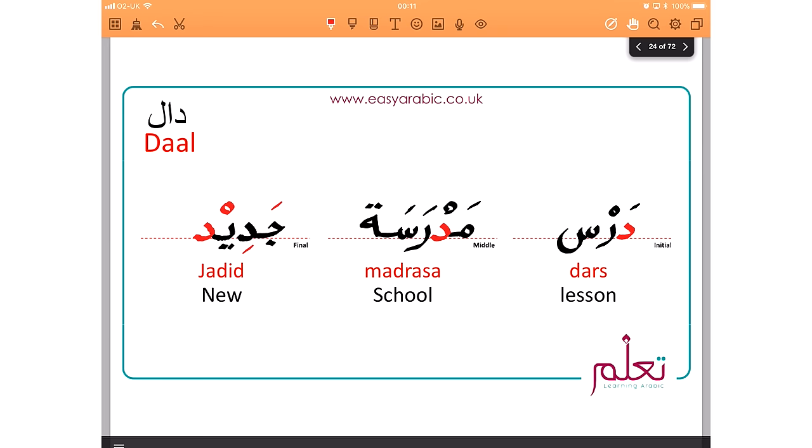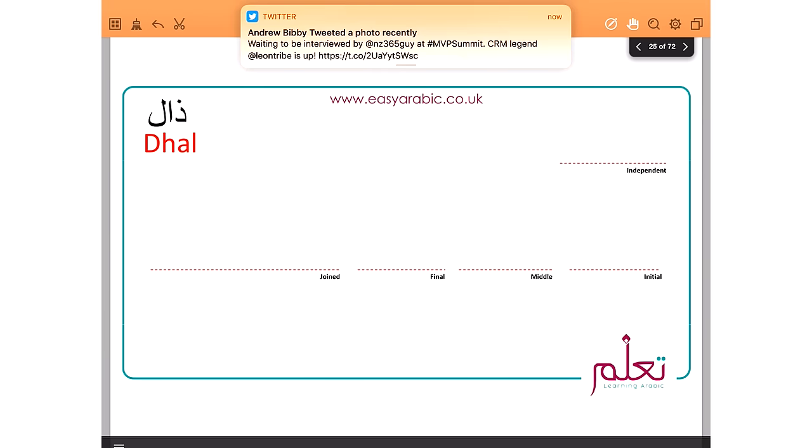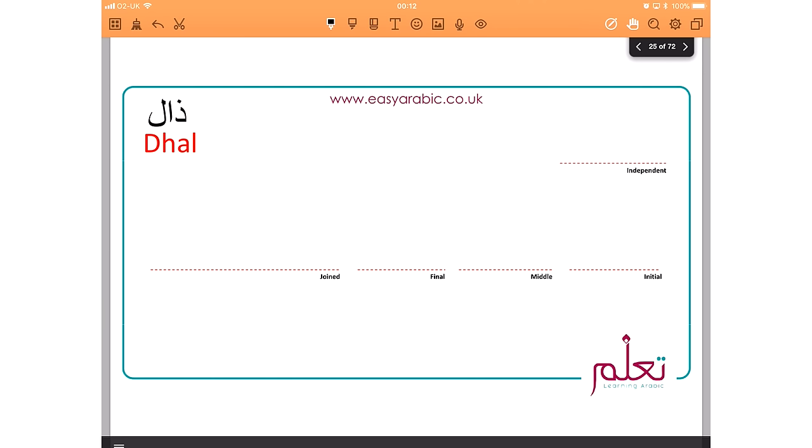Okay, next one is the letter dhal. It's dhal, so dal with the nukta. We have a dal and the same, so it's very much like the dal, and dhal at the end. Okay, joined up form: at the beginning, it's always like on its own, then something joins onto it, and again dhal. So let's look at some examples.